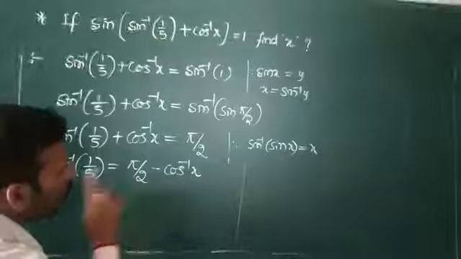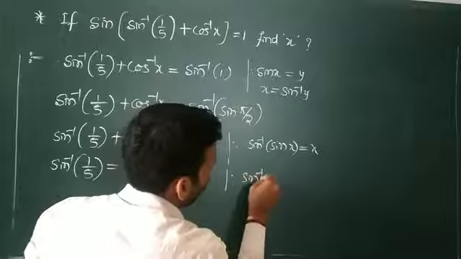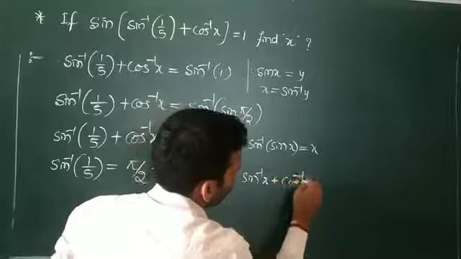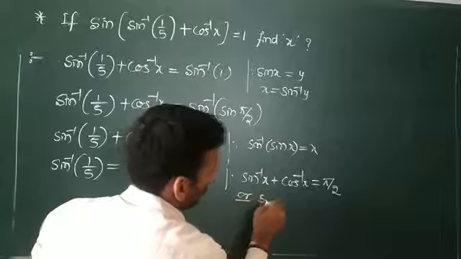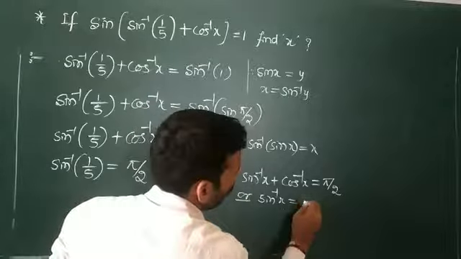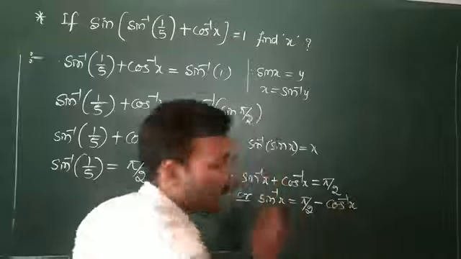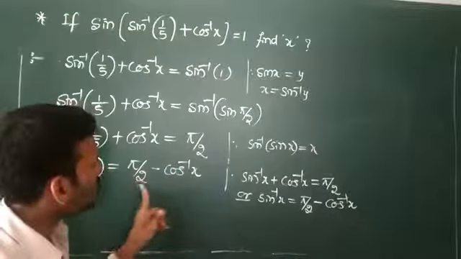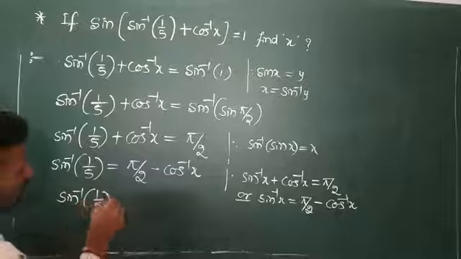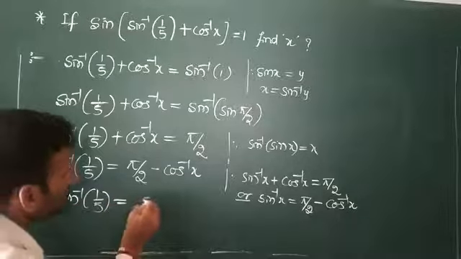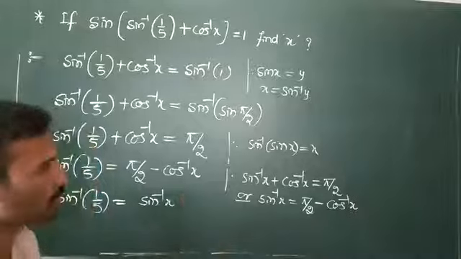As you know the property of inverse trigonometric functions, sine inverse of x plus cos inverse of x is pi by 2, or sine inverse of x is equal to pi by 2 minus cos inverse of x. That's why pi by 2 minus cos inverse x can be written as sine inverse x by the property of inverse trigonometry, with the left hand side sine inverse of 1 by 5 as it is.